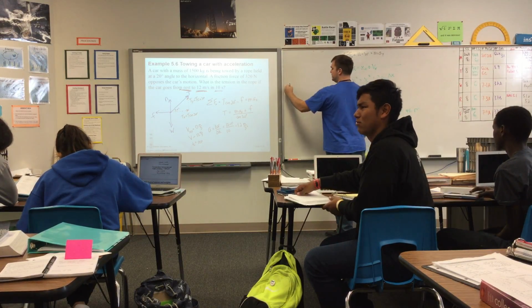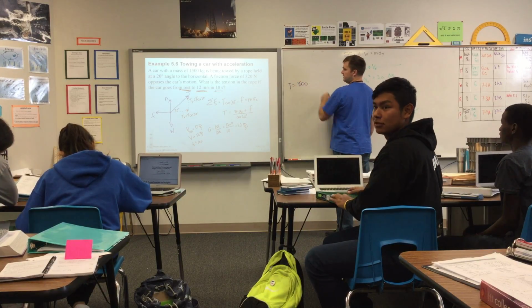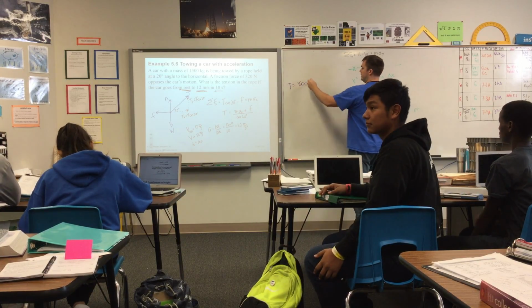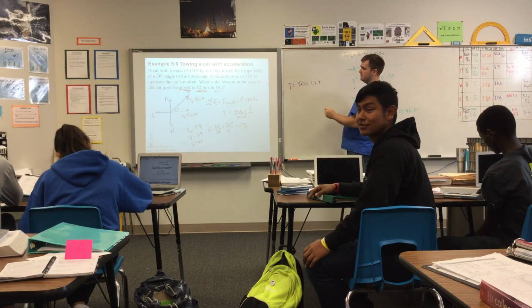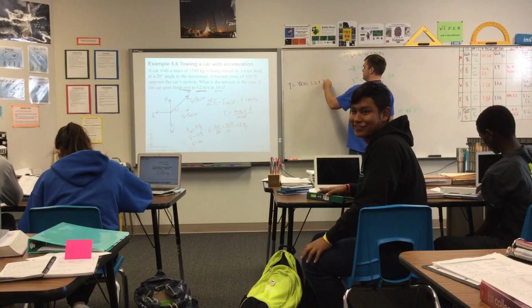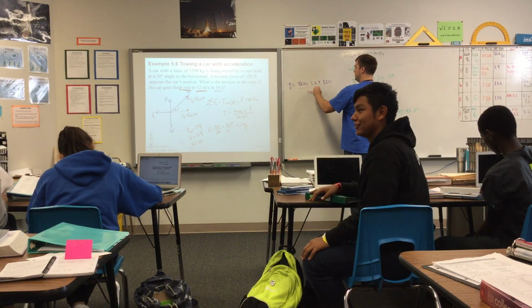So tension is mass 1500 times the acceleration, we just found that out, 1.2 meters per second squared, plus the friction, 320 newtons, divided by cosine 20 degrees.